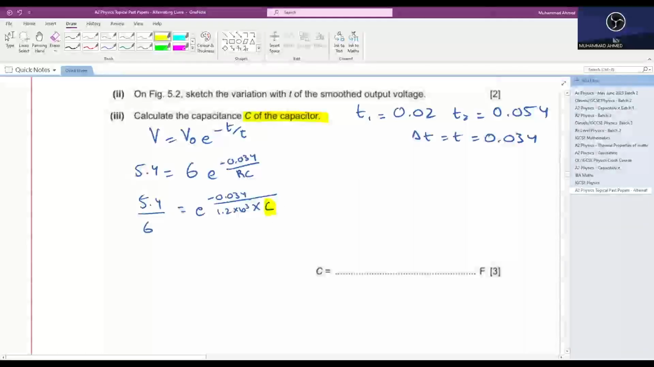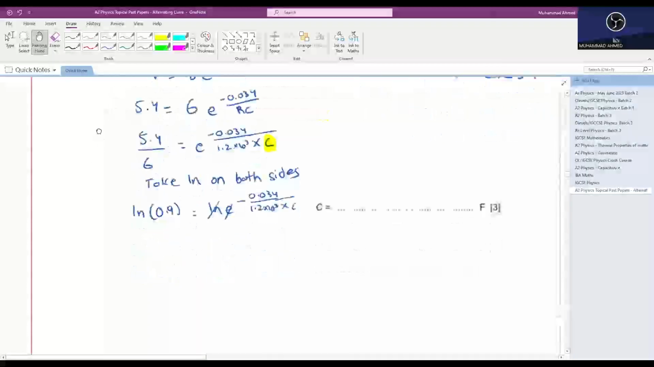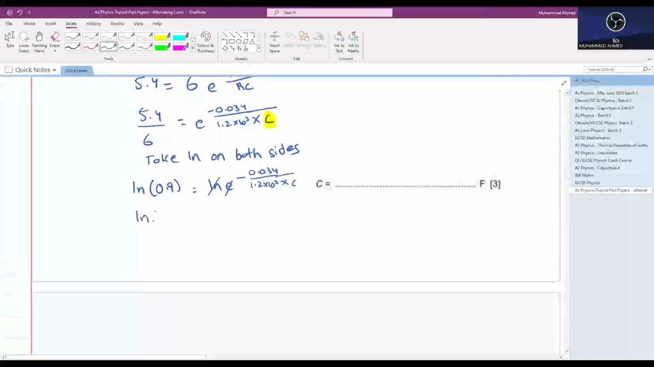Can you calculate the capacitance by manipulating this equation? Yes. What will you do? Take ln on both sides. Then you will have ln of 0.9 is equals to ln e to the power minus 0.034 divided by 1.2 into 10 raised to the power of 3 multiplied by C. ln e gets cancelled out. Okay. So we have what? ln 0.9 is equals to negative 0.034 divided by 1.2 into 10 raised to the power of 3 multiplied by C.